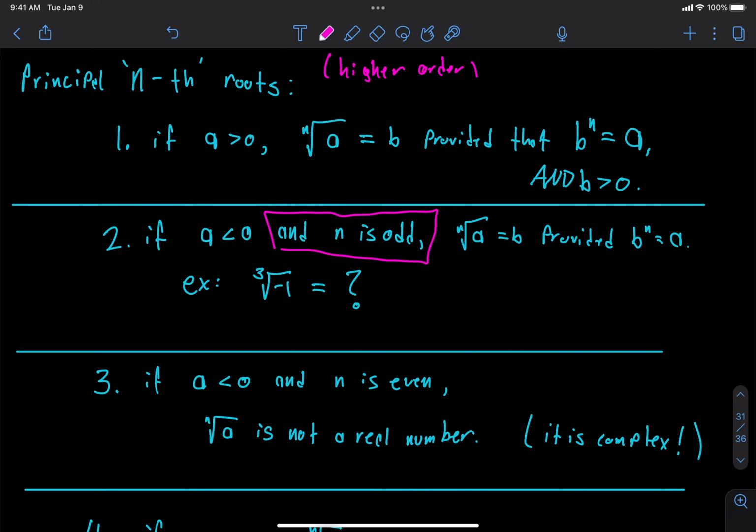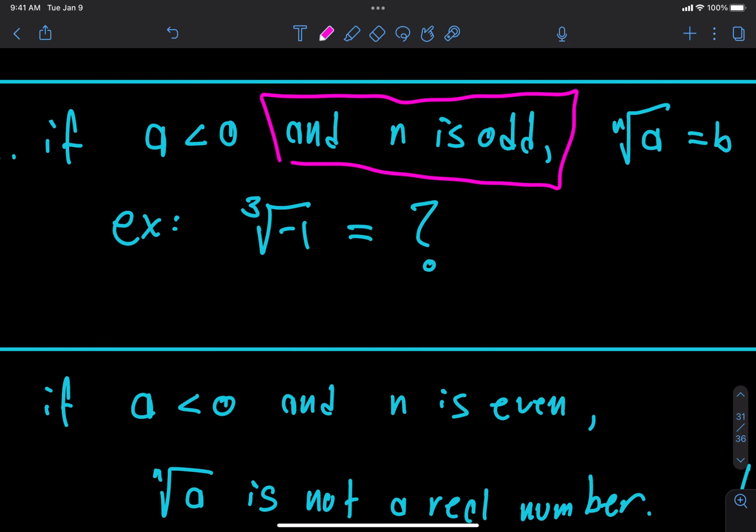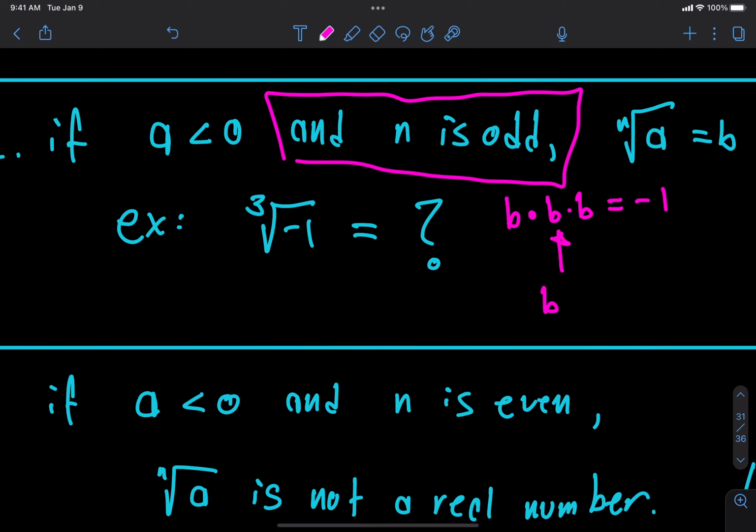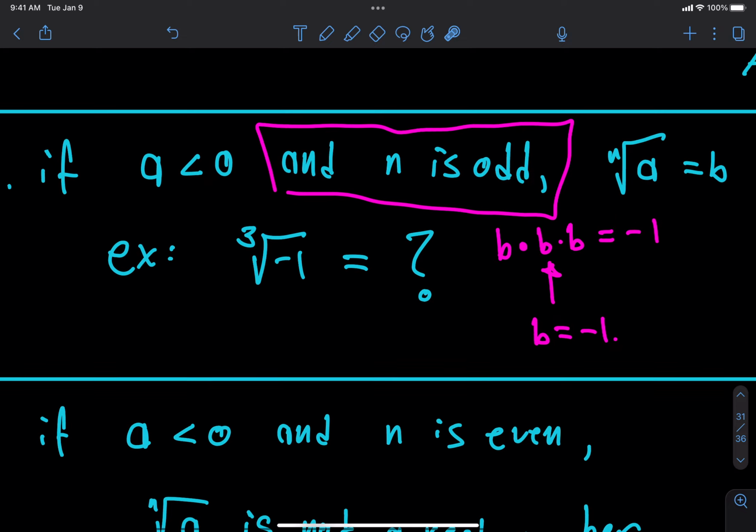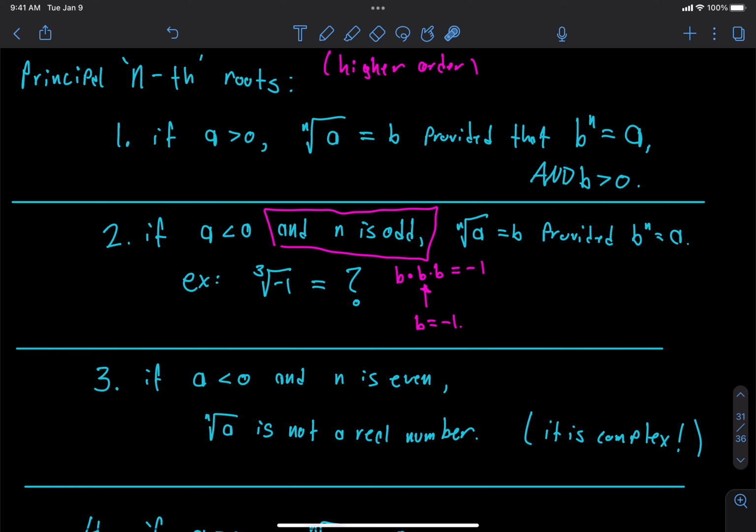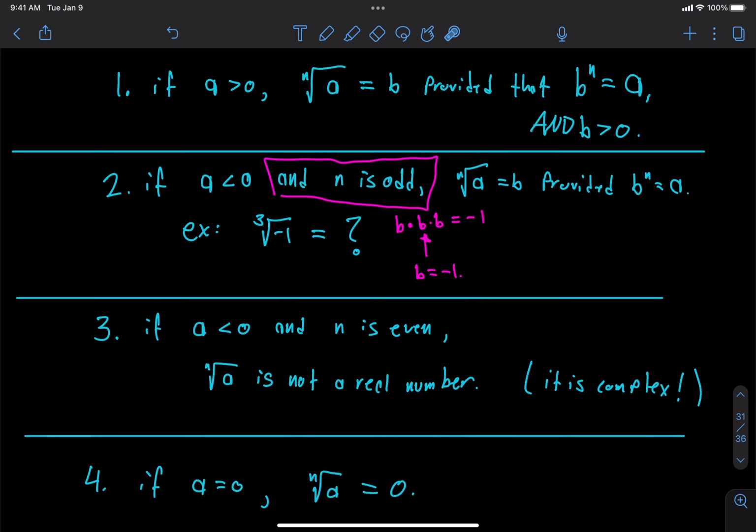Okay, so for example, how would I find the cube root of -1? What I want to find is a number b such that if I do b times b times b, I get -1. So what should b be? In this case, b should be -1. If I multiply -1 times -1 times -1, then I get -1. Okay, so that's odd-powered roots.